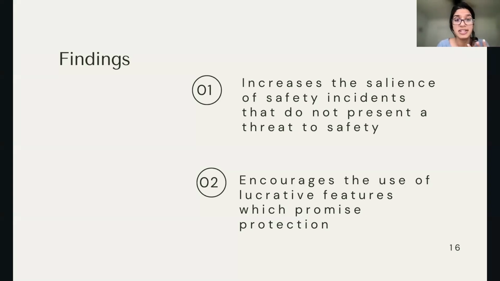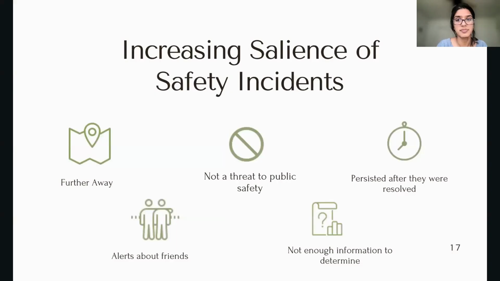We have two major findings that I want to discuss. First is that Citizen increases the salience of safety incidents that do not present a threat to safety. What I mean by that is we saw 5 types of incidents that were presented to users which increase the salience and visibility of safety incidents, but do not present threats to user safety.